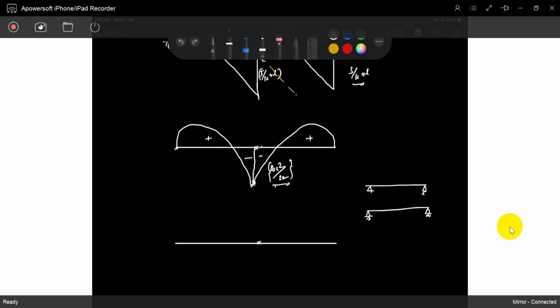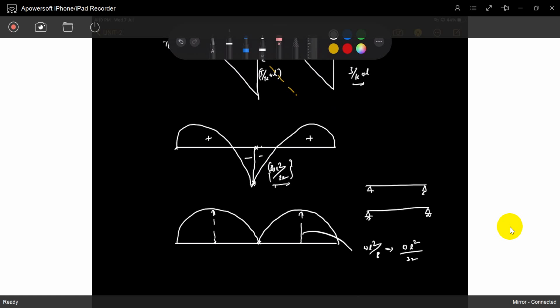Otherwise, take two simply supported beams. That's it, two simply supported beams. What is that value? It will come as WL square by 8. So not L, it's L by 2. WL square by 2 is 4, 32.